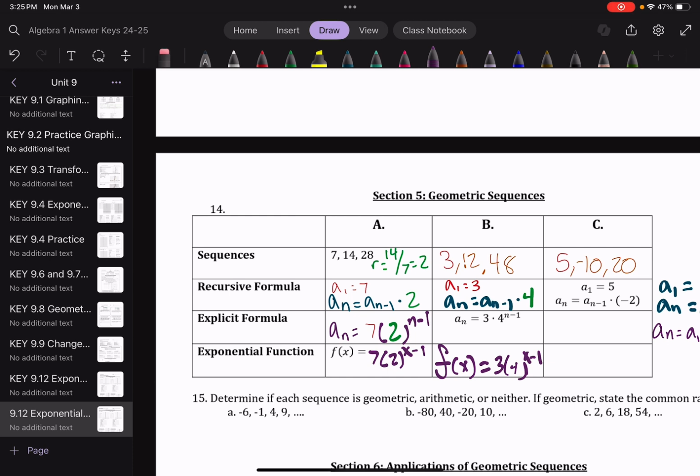Therefore, my explicit formula is going to be a sub n is equal to 5 multiplied by the common ratio of negative 2 to the n minus 1 power. Or I could say f of x is equal to 5 times negative 2 to the x minus 1 power.